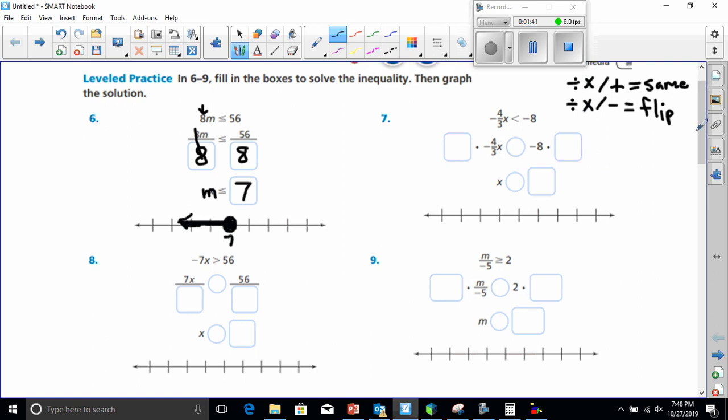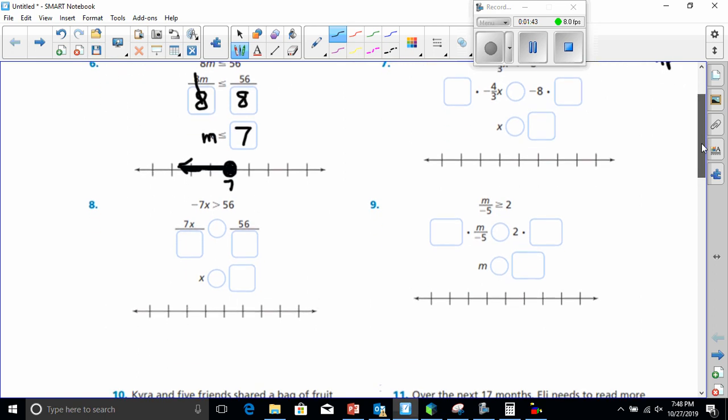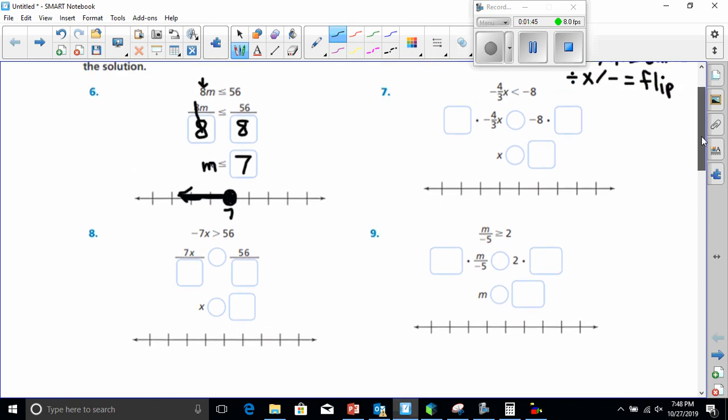All right. Now for number 8, we have the other example. We see that we have negative 7 times x is greater than 56. Well, we are dividing, or multiplying, in this case dividing, by a negative number this time. Notice that negative sign there. And so the book has a little mistake here. They should have had a negative 7x there.